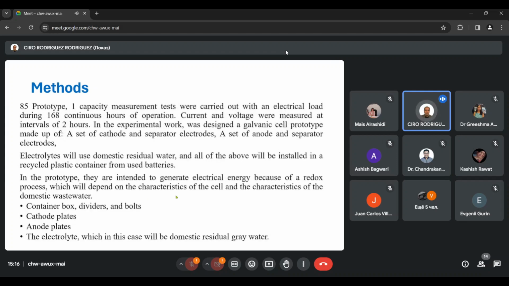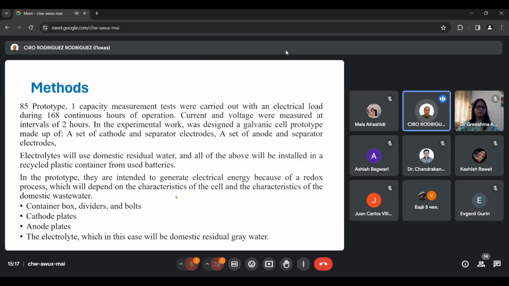So the test was carried out with an electrical load during 168 continuous hours of operation, and so the voltage was measured at an interval of 2 hours for implementation of this prototype. Okay, a galvanic cell prototype was used, made of cathode and separator electrodes.